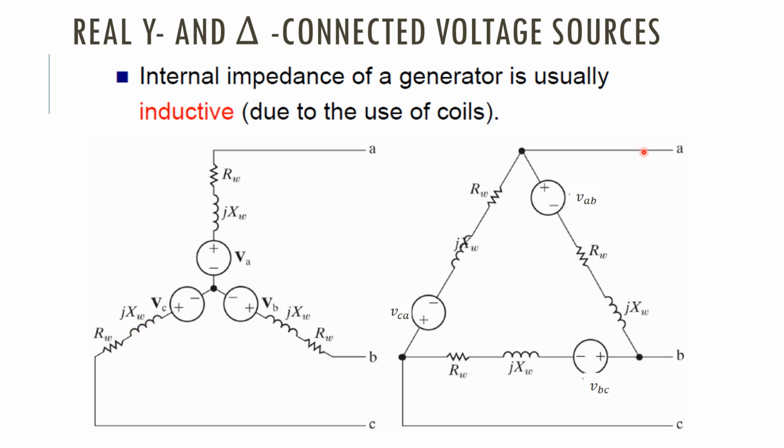So if you take the delta connection also, the winding resistance and the leakage inductance would be connected in series with the source terminals. This is how we represent a real Y and delta connected voltage source.